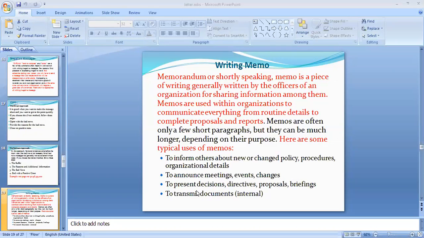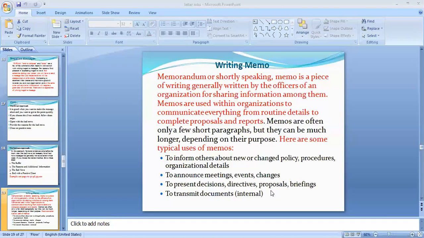It doesn't mean that nowadays we do not use memos. We can use a memo if we have any necessities to do that. Then, announce meeting events and changes, and present decisions. Another thing is that we write a memo to present decisions, directives, proposals, and briefings. For briefings, if you have to brief all the staff about a meeting, sometimes everyone may need to know. For a proposal, you are planning something and you want to engage all the staff. At that time you have to write the memo.